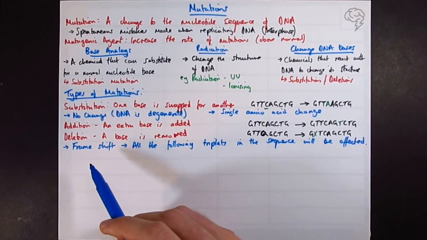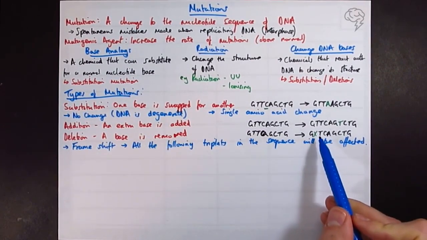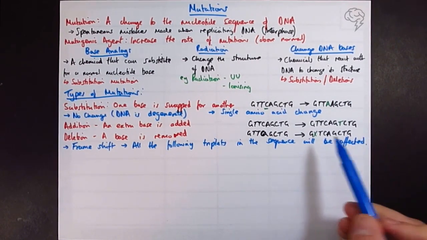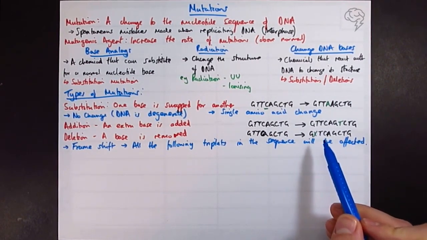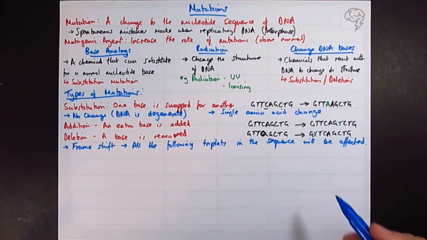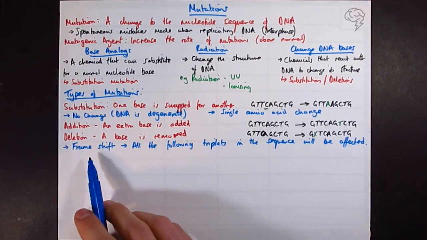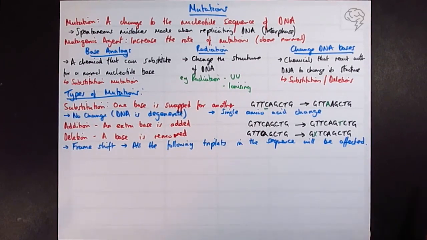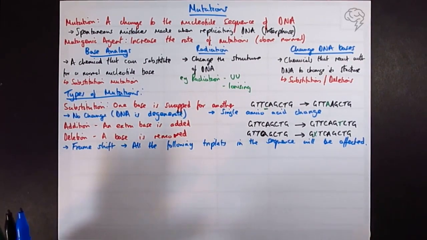So a frame shift takes place if you change the number of nucleotides by any number that's not divisible by 3. Obviously, a triplet is in itself 3. So if you add or take away 1, 2, 4, 5, 7, 8, any number that's not a multiple of 3, you're going to cause a frame shift. And that's generally going to have a catastrophic impact on the polypeptide, because the chances of you changing 1,000 amino acids in a row and them all being a beneficial change is effectively 0.